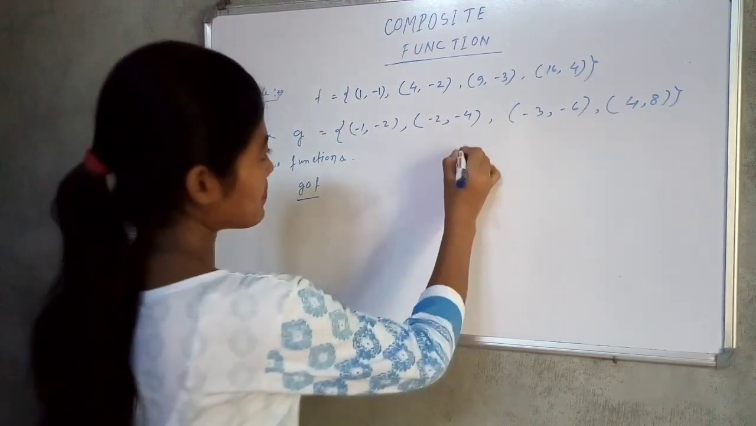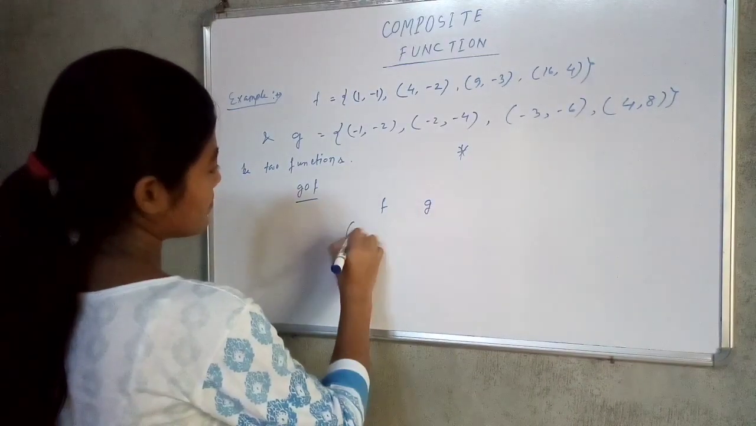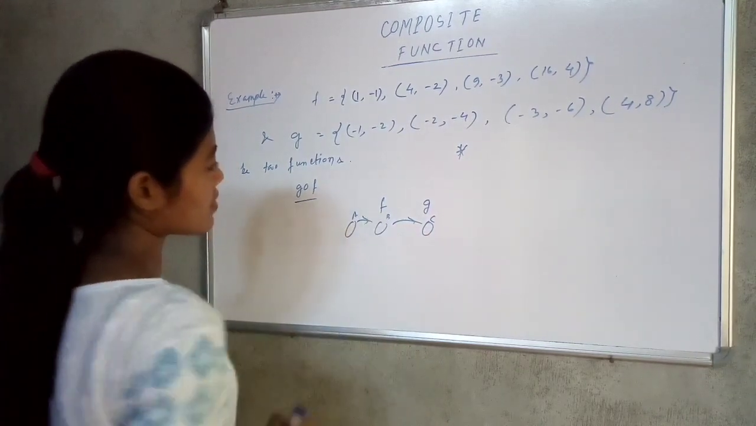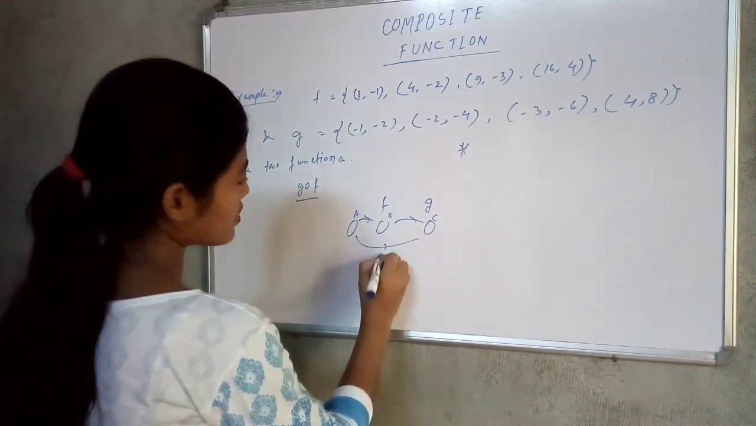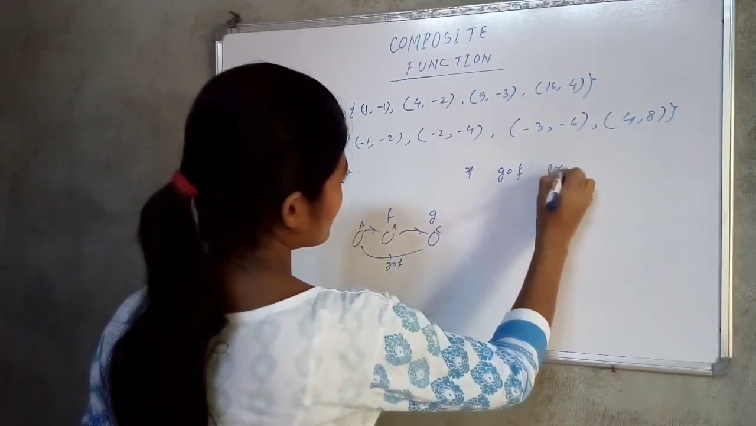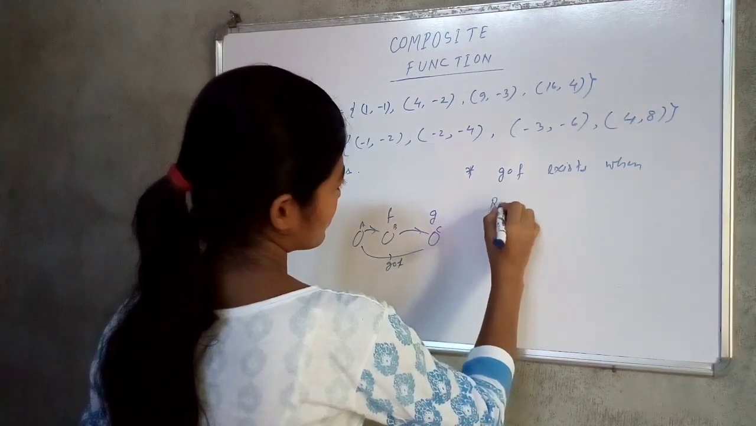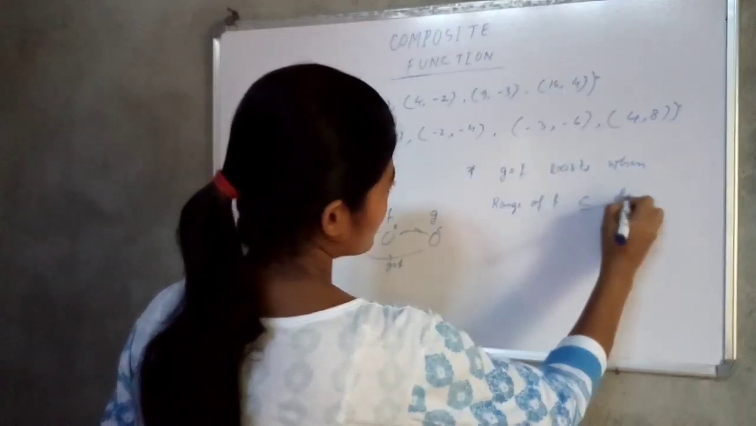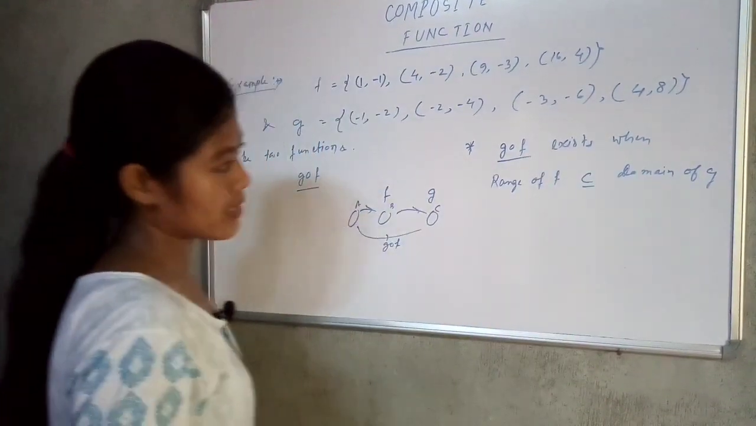There is an important thing. If there are two functions f and g, then the composite function g∘f will exist when the range of f is a subset of the domain of g. Then only can we say that g∘f exists.